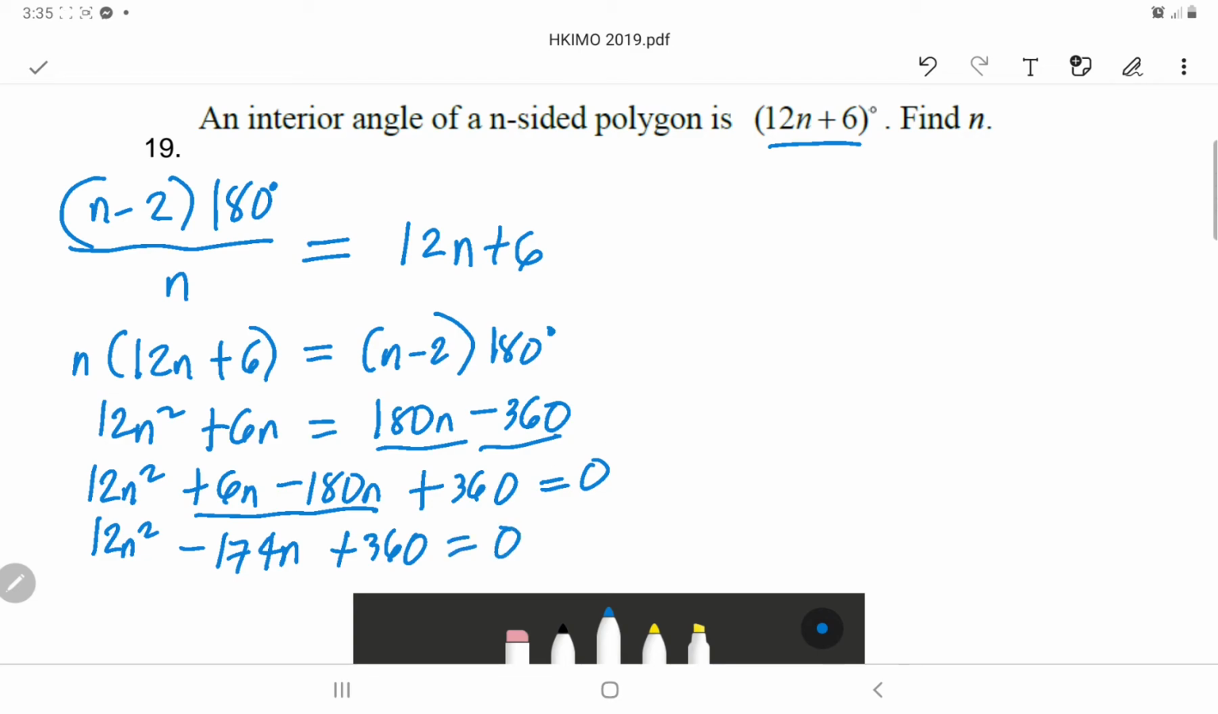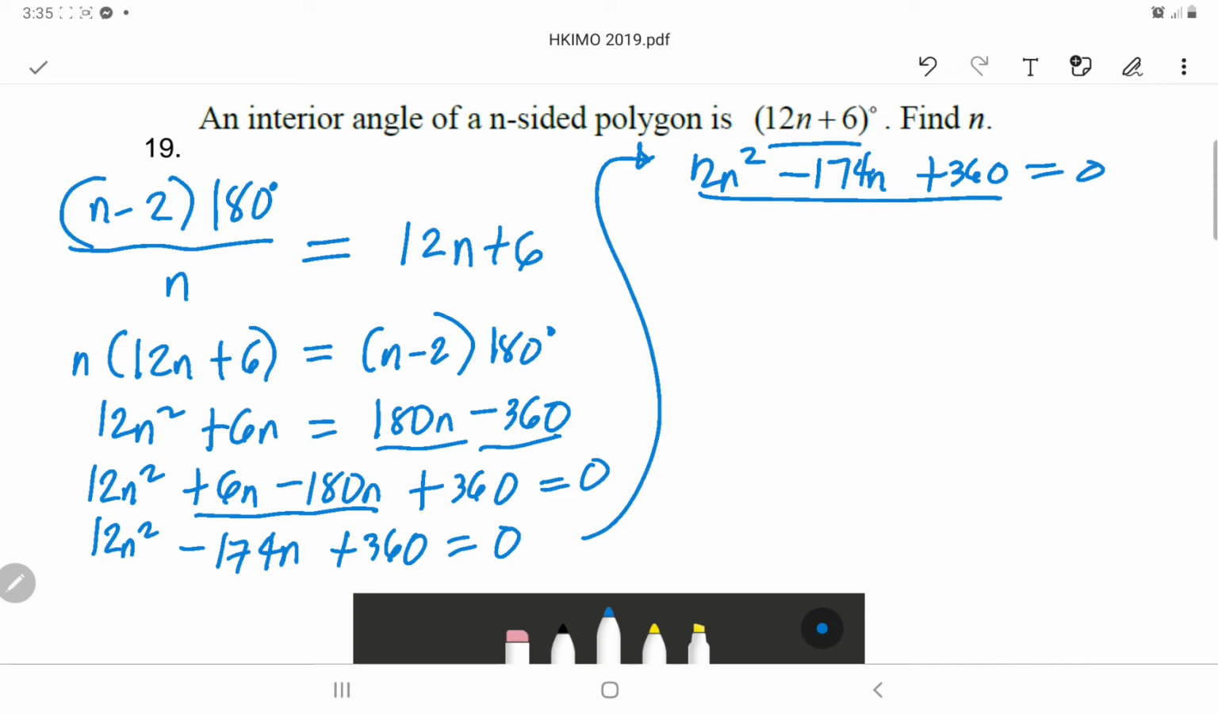So we're resolved to a quadratic trinomial. But notice, in each term there is a common monomial factor, which is 6. So we need to divide each term by 6. 12n squared minus 174n plus 360 equals 0. Divide by 6. This results in 2n squared minus 29n plus 60 equals 0.